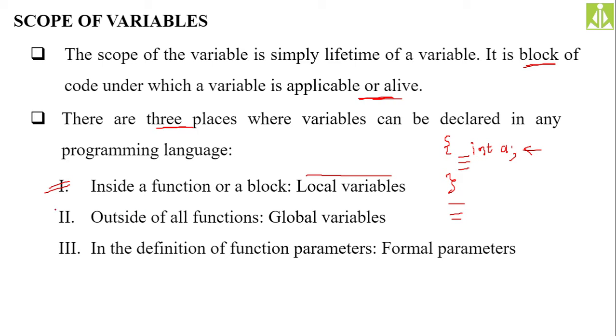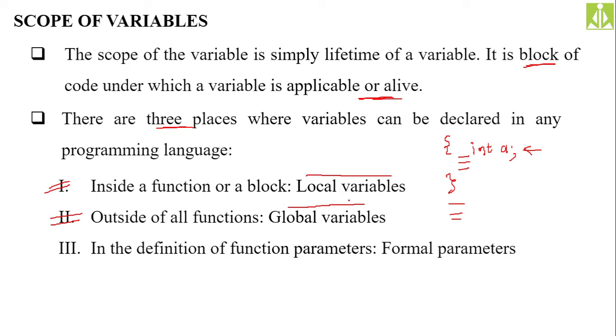The second is outside of all the functions, and when I say all the functions, I include main. If you are declaring a variable outside of all the functions, we call that variable a global variable. A global variable will have access throughout your program.